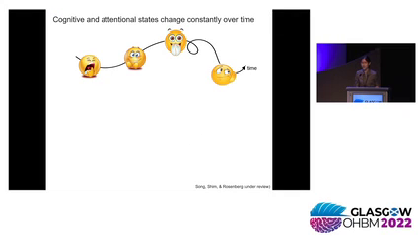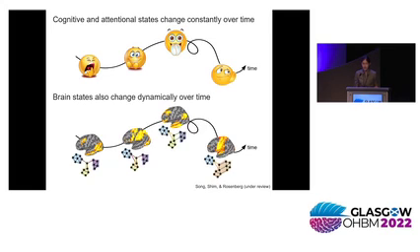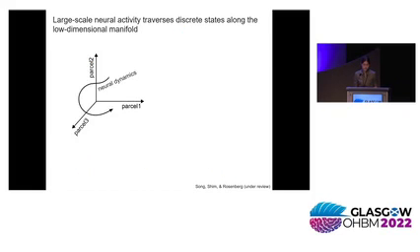Every day, we experience a variety of cognitive and attentional states that fluctuate on a moment-to-moment basis. Along with our changes in mental states, we know that the brain states also change dynamically over time. In this study, we conceptualize neural dynamics as a trajectory within a state space.